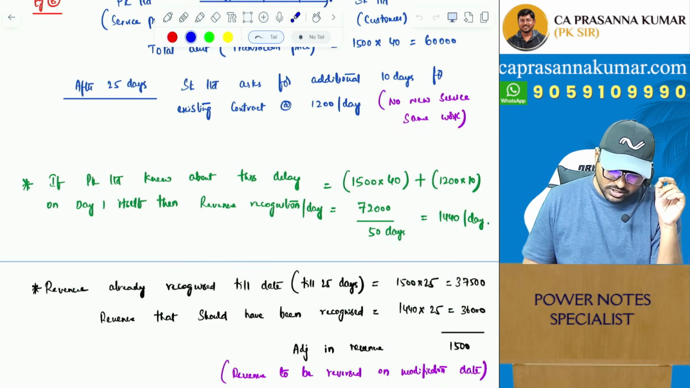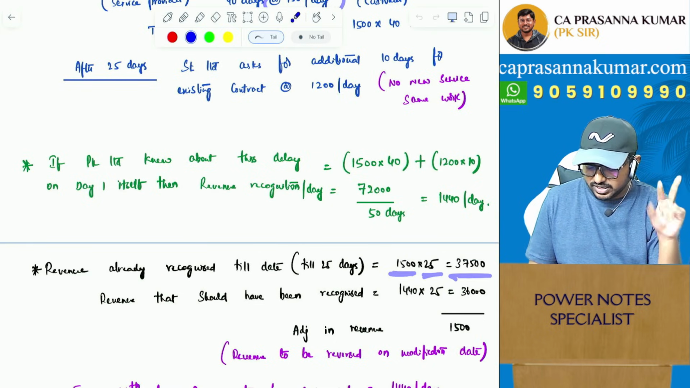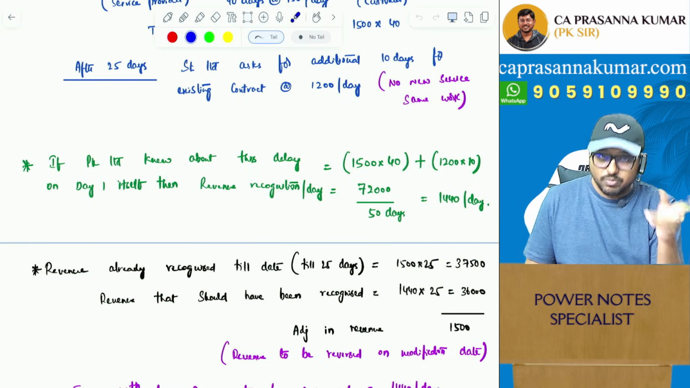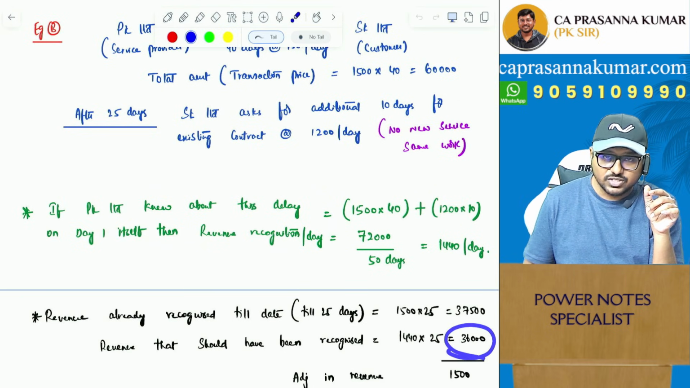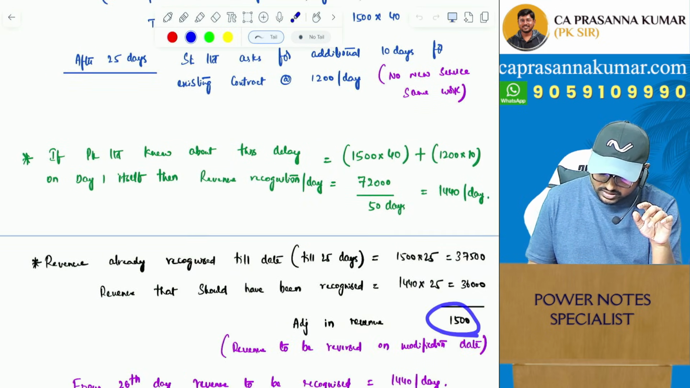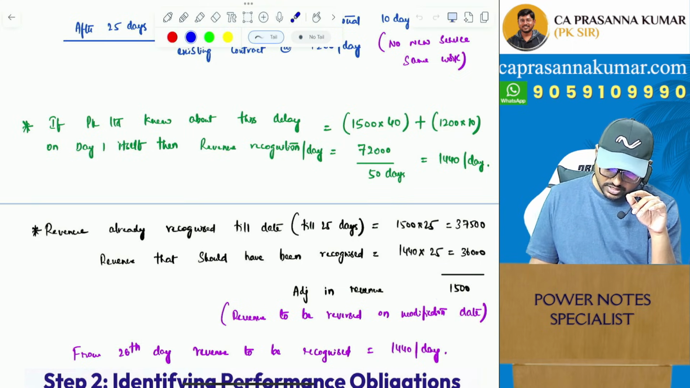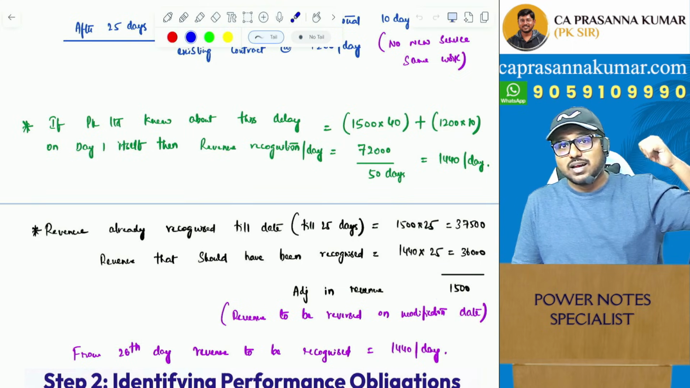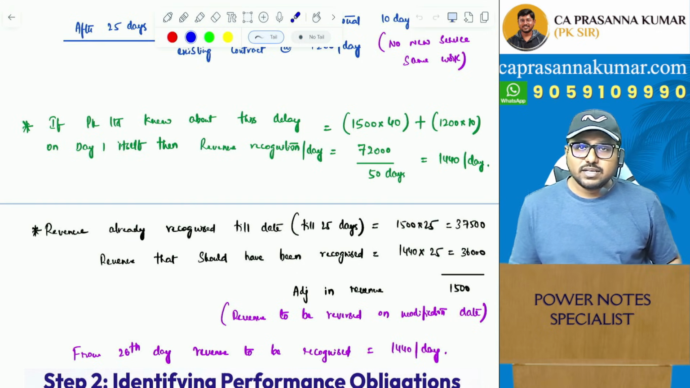But right now, how much did you recognize? 1500 per day, which means 1500 in 25 days, how much have you already recognized? 37,500. How much should you have recognized had you known about this delay from day one itself? 36,000. Therefore, how much excess have you recognized? 1500. That much you reduce now. Revenue to be reversed on the modification date, which means you are going back and disturbing it from day one. This is what we call retrospective change.